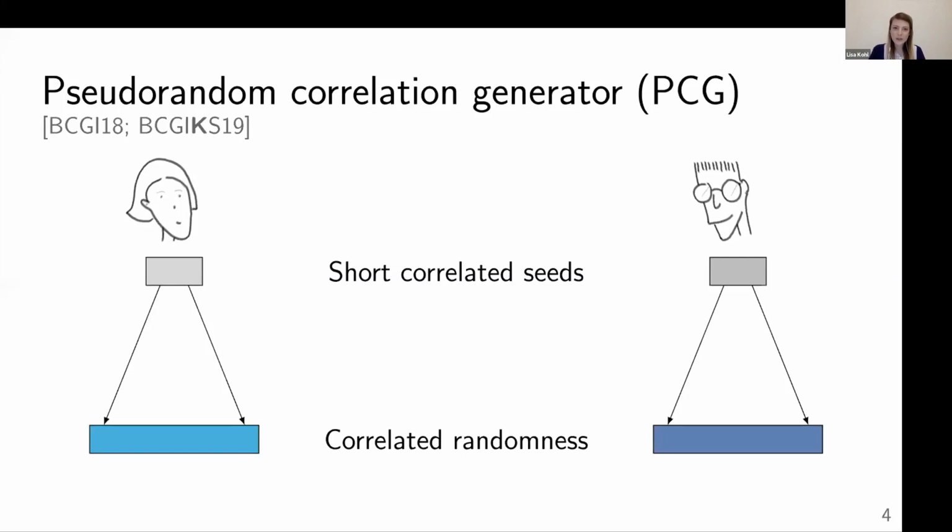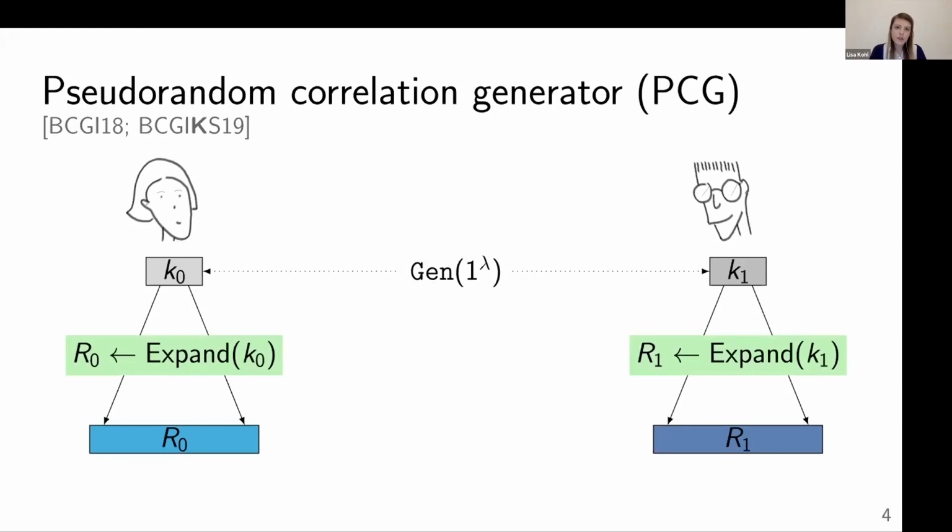So a pseudorandom correlation generator allows us to extend short correlated seeds into long correlated pseudorandom strings. And to be a bit more formal, a pseudorandom correlation generator consists of a Gen algorithm and an Expand algorithm, and the Gen algorithm sets up two seeds that are correlated, and then the parties can locally expand those seeds K0 and K1 to get long strings. And of course we want correctness, so that these are correlated in whatever way we want them to be correlated.